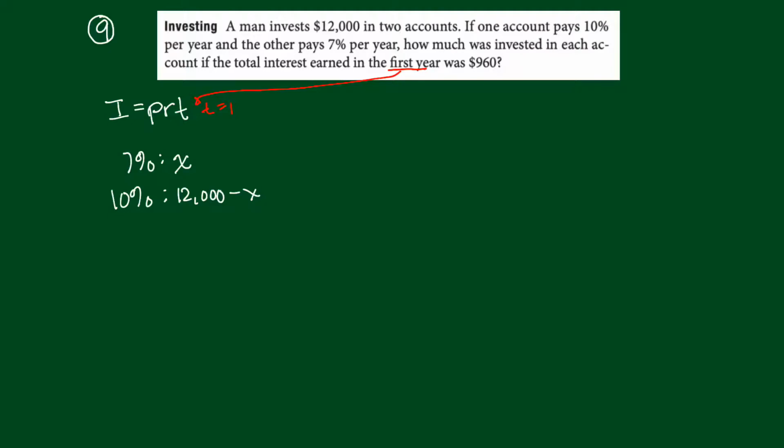And now here's what I know. I'm going to write this. I'm going to say the total interest that we make is equal to the interest at the 7% plus the interest that we make at 10%. Okay, that makes sense to me. That's how I'm thinking about it. The total amount of interest I make is divided up between the two interests that we make for the 7% and the 10%.